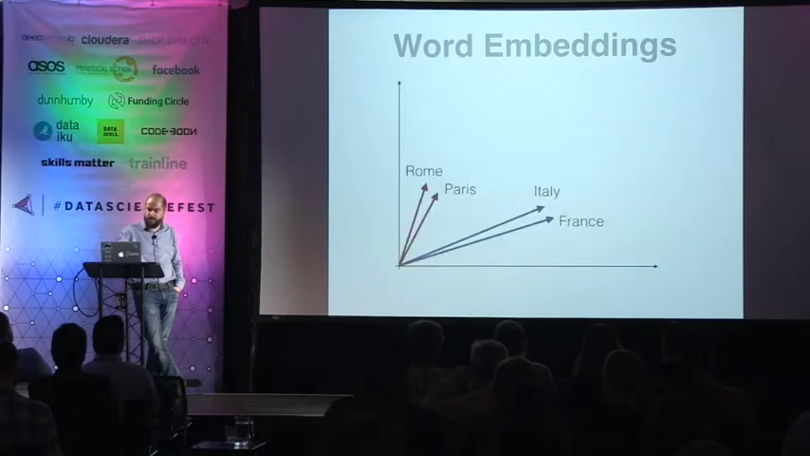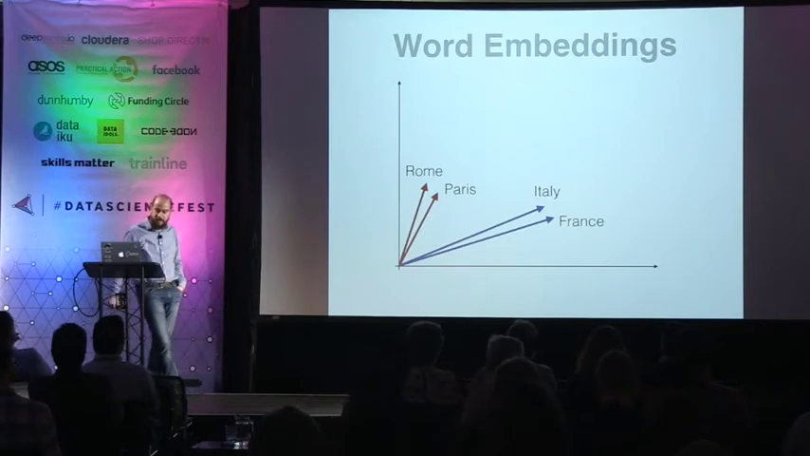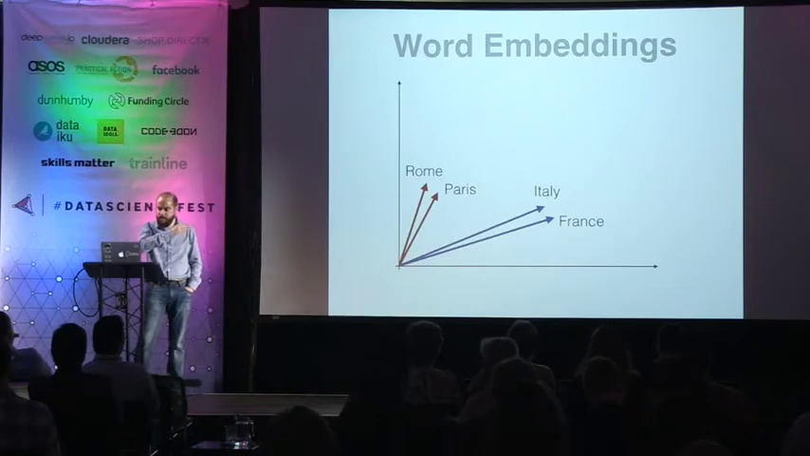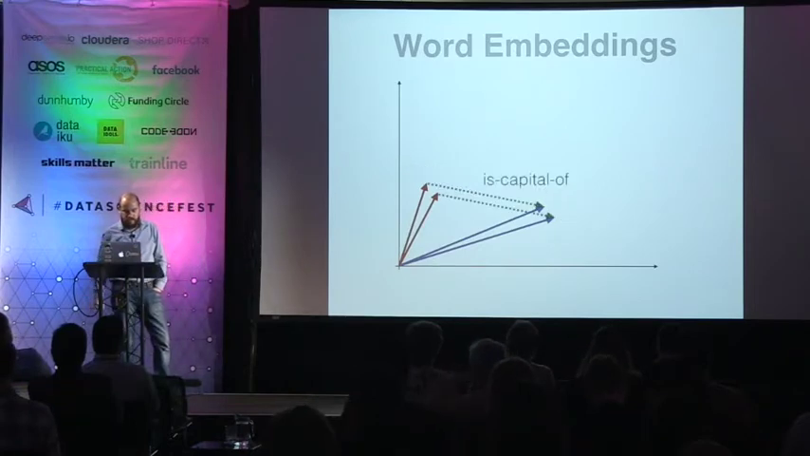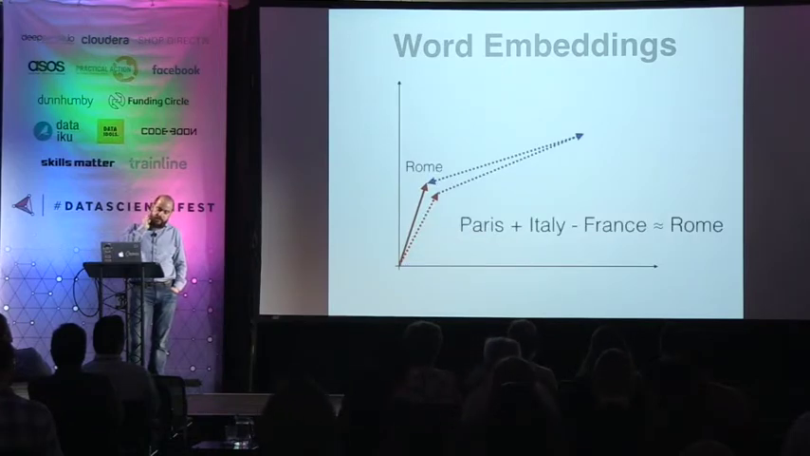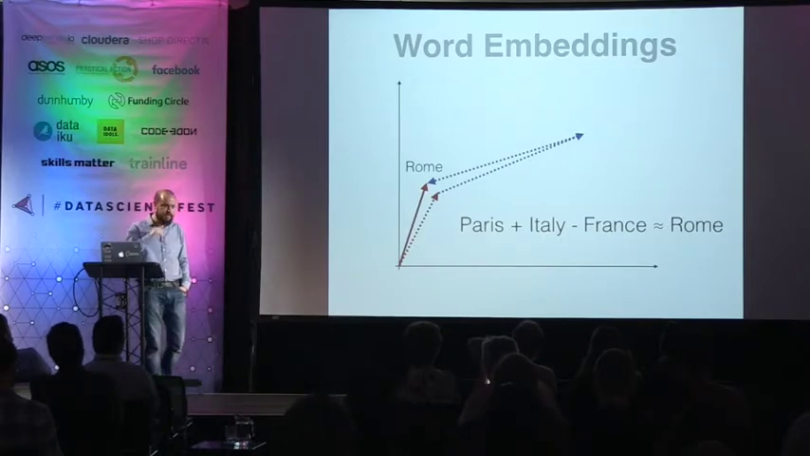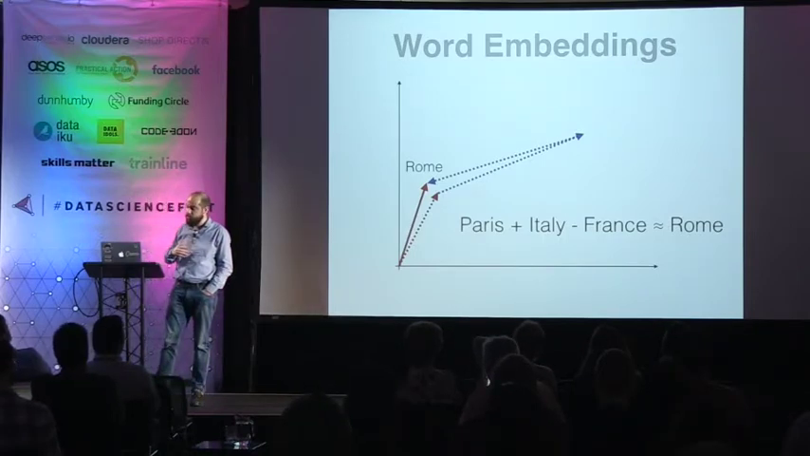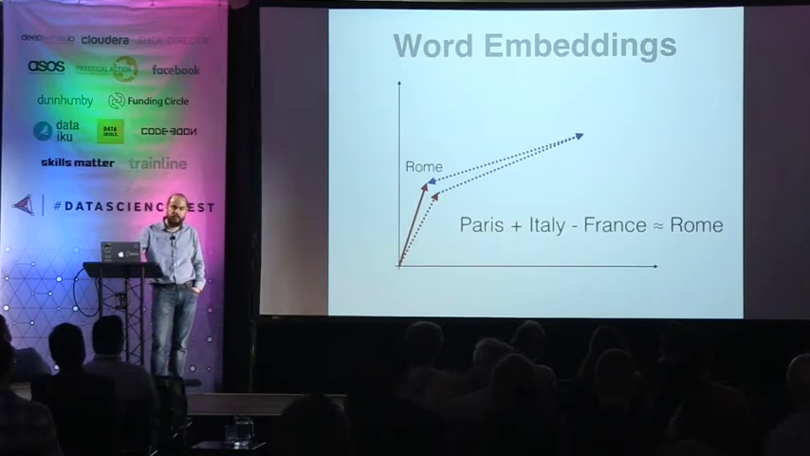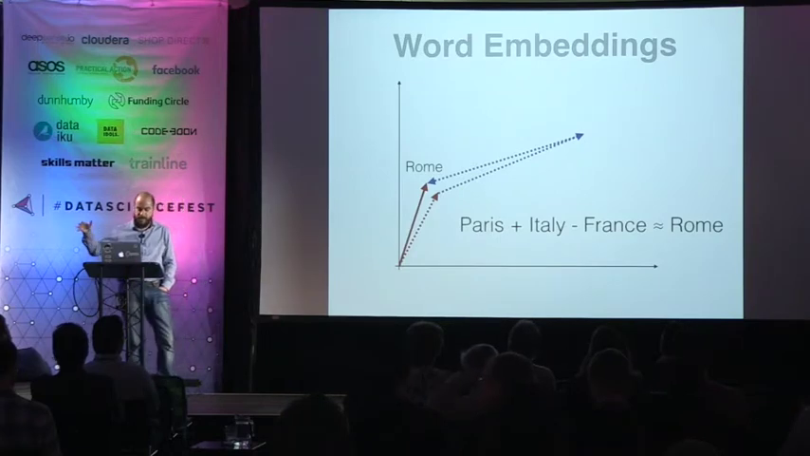If we put this in pictures, essentially Rome and Paris are close to each other because they're similar. Italy and France are also close to each other because they're similar. And then you almost see this direction, which represents the relationship: Rome is the capital of Italy and Paris is the capital of France. This is the magic of word embeddings. You can do vector arithmetic. If you start with the vector for Paris, add the vector for Italy, and then remove the vector for France, you end up with a vector which is very similar to the vector for Rome. So we capture this analogy.